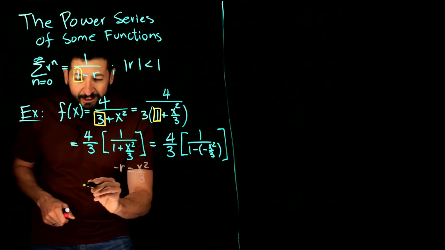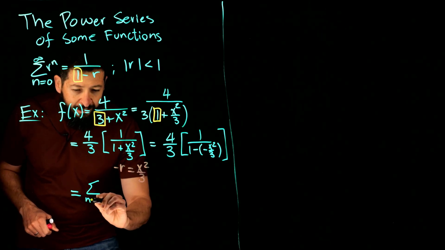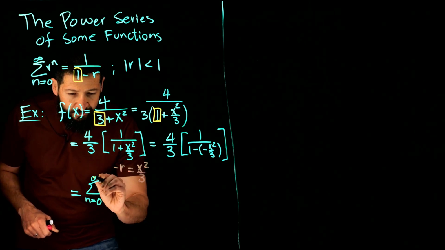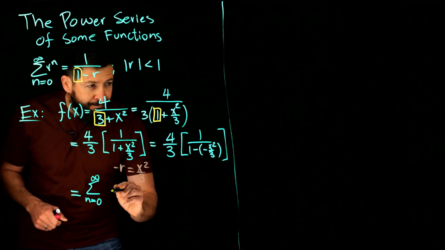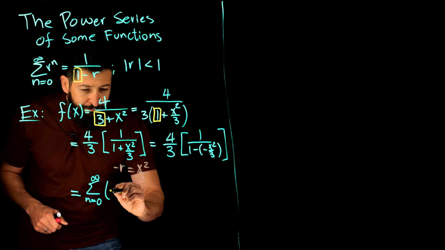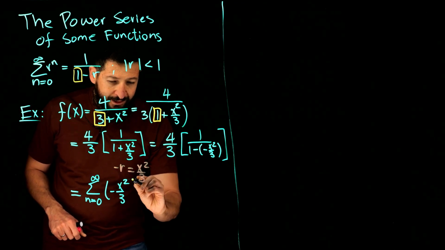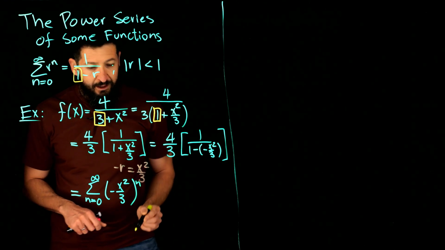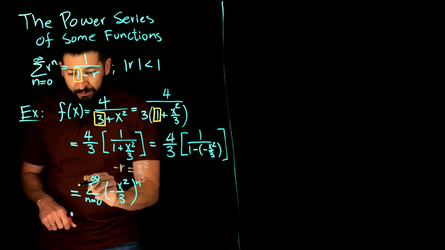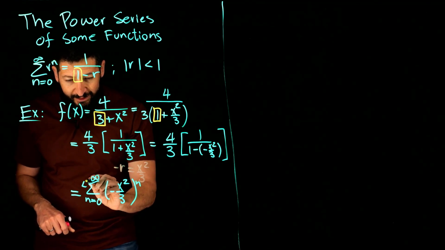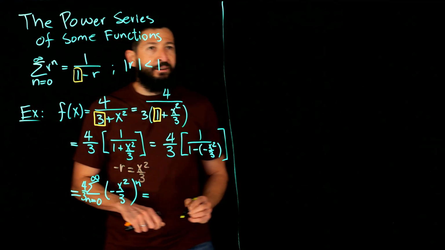So with that in place, then I can actually write it as the sum from n equals 0 to infinity of, well, I forgot my 4/3. We're going to have to put those. But I'm going to have that term here, negative x squared over 3 to the n. And now I have to write the 4/3 that I forgot. So I'm going to put them here somewhere. It's not going to look too pretty, but there it is.